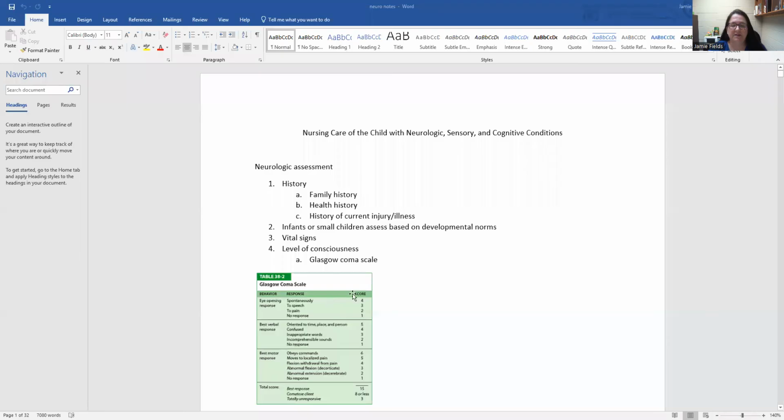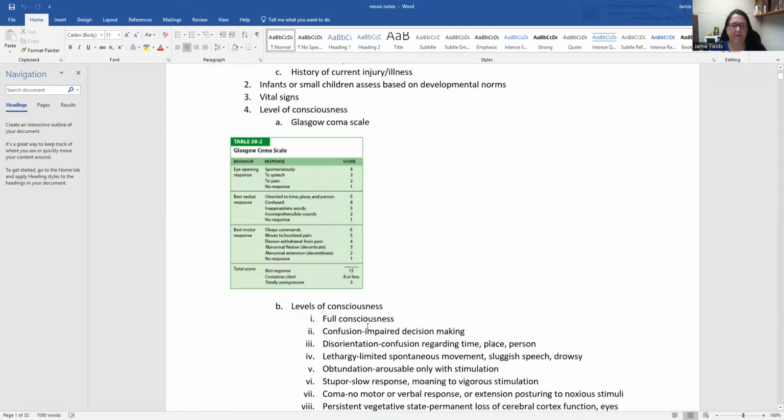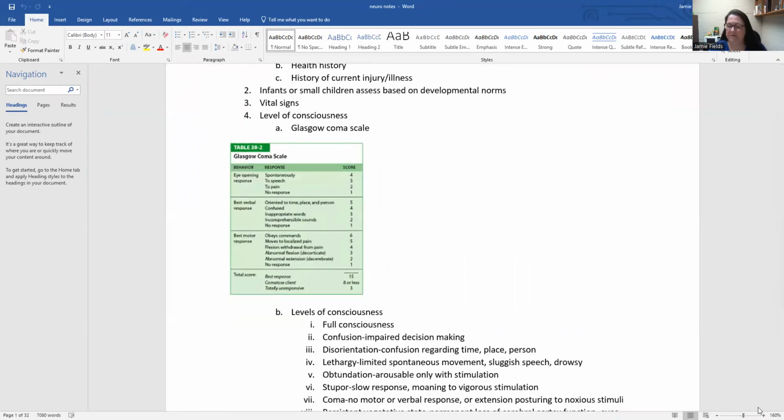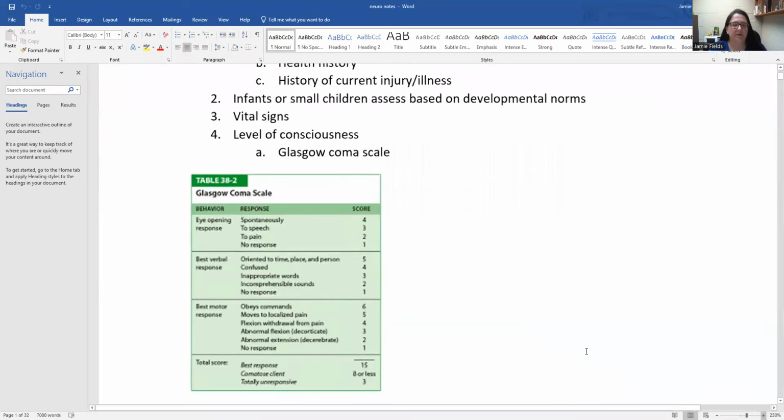And we're going to talk about those levels of consciousness in just a minute, but I want to show you the Glasgow Coma Scale. Okay. And it's in your notes. You can find it all over the internet. But let's look at this one that's in your notes. I'm going to have to increase the size so that you can see it better.